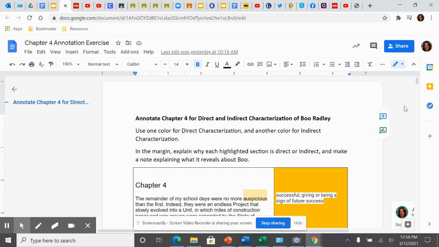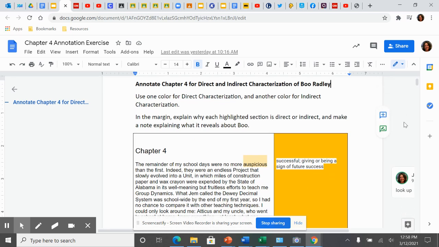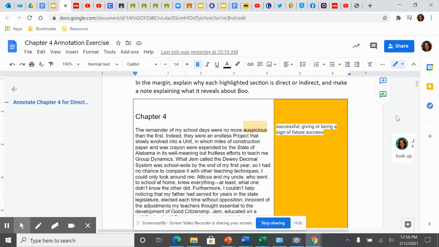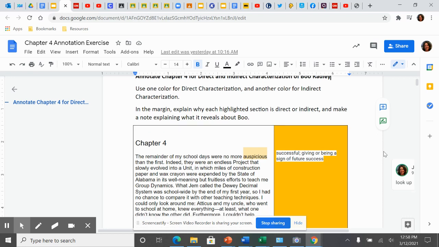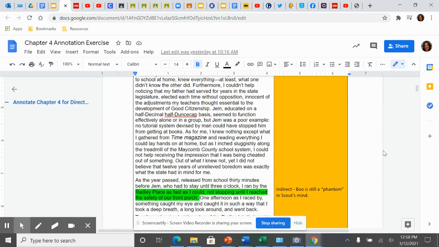Direct characterization, if you remember, is when a character is specifically described, and it can be about any aspect of them as a person, the way that they look, the way that they act, the way that they think, the way they feel, reactions, that kind of thing, that are directly explained. Indirect is where we get more of an implied description. We get clues to what they're like. So most of the characterization in this chapter is going to be indirect.